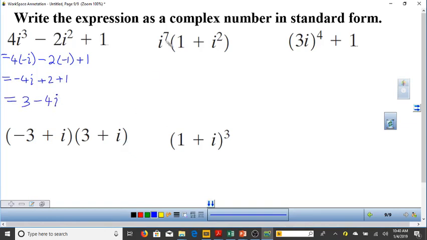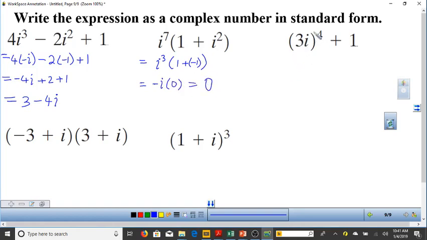Very easy. For i to the 7, if we divide 7 by 4, the remainder is 3. So we get i cubed. And i squared is negative 1. So we end up with negative i, because that's i cubed, times 0. And anything times 0 is 0.